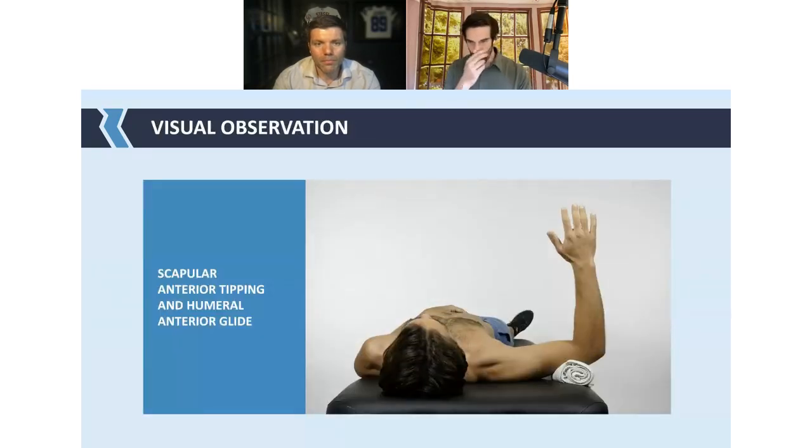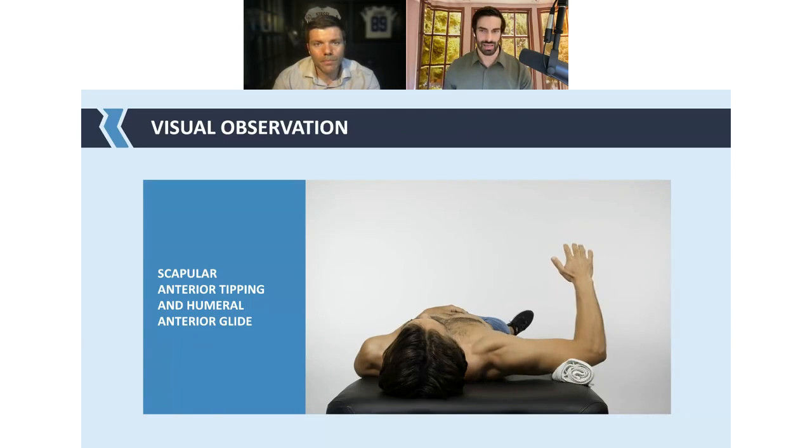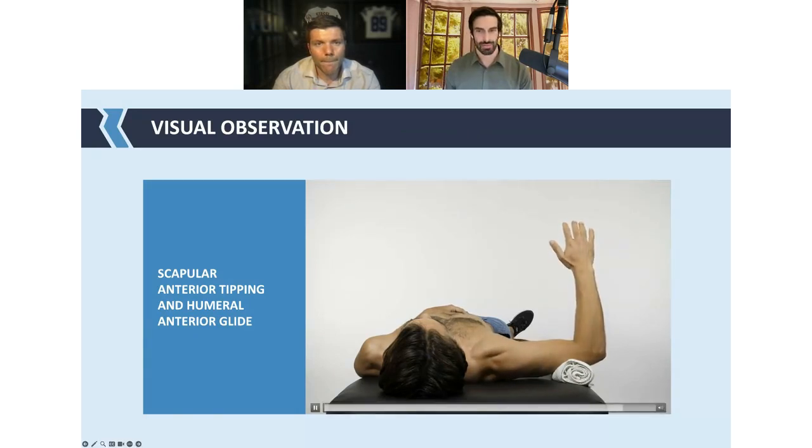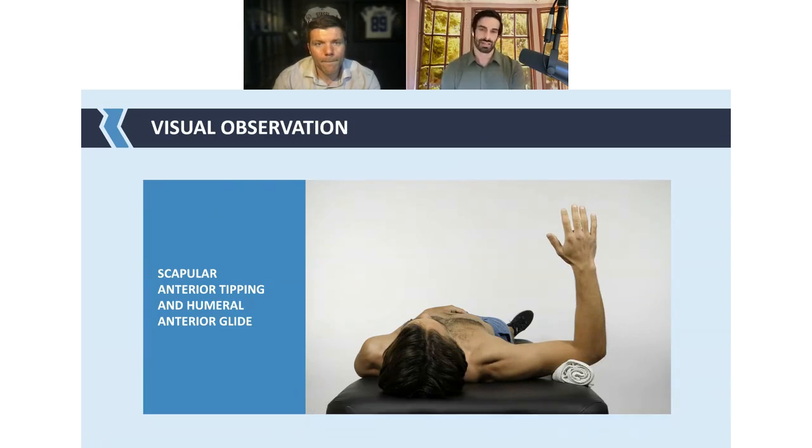All right, so we'll go back to this. Imagine you have that climber with anterior shoulder pain. They go into humeral internal rotation, they get some of that scapular anterior tip, but they get that humeral anterior glide, putting pressure on the front capsule, causing pain. So think about what you would do in this scenario. If you were to train a climber out of this, what would be your intervention?